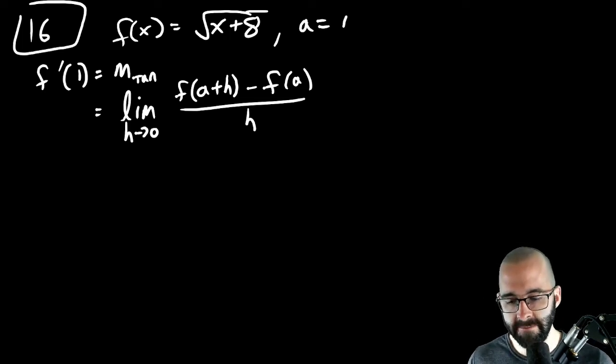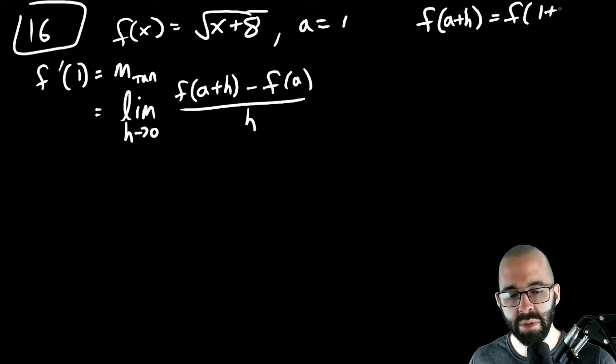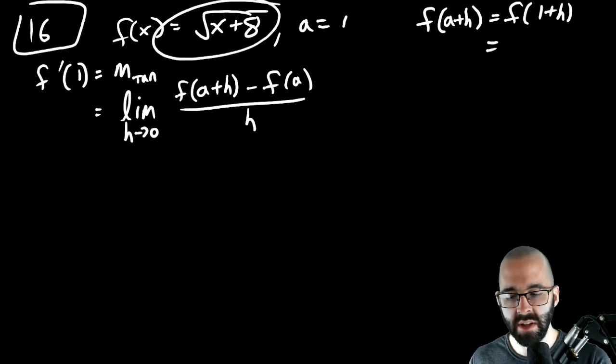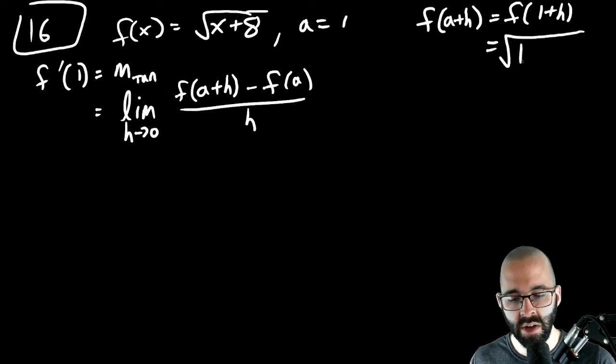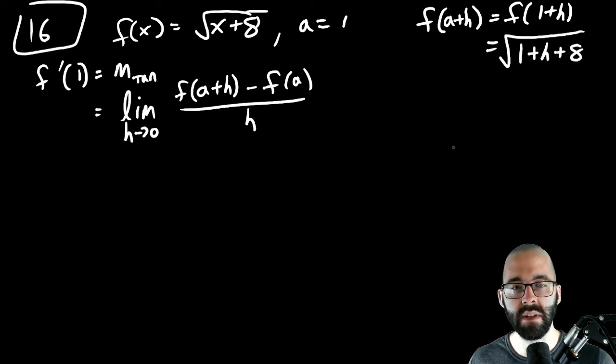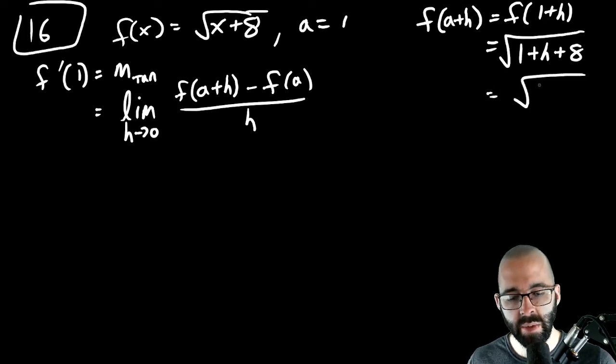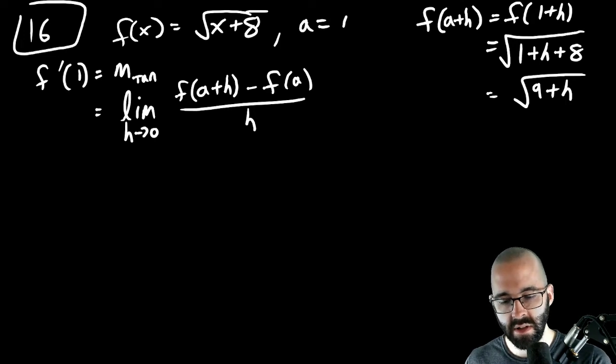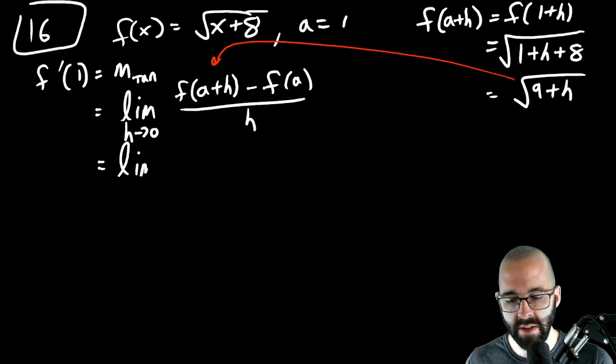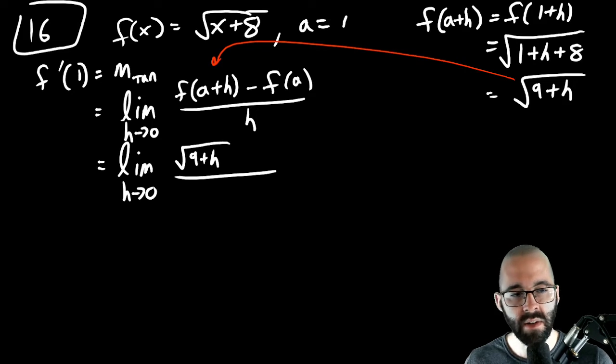Okay, now we plug things in. So as a side note, a is 1, so f of a plus h, that's f of 1 plus h, which means look at this function and replace all the x's with 1 plus h's. That's the square root of 9 plus h. So we use that. That is f of a plus h, so we replace it. They are equal to each other. We can replace one with the other.